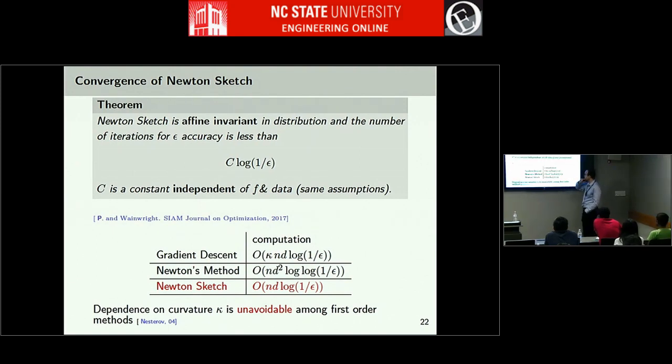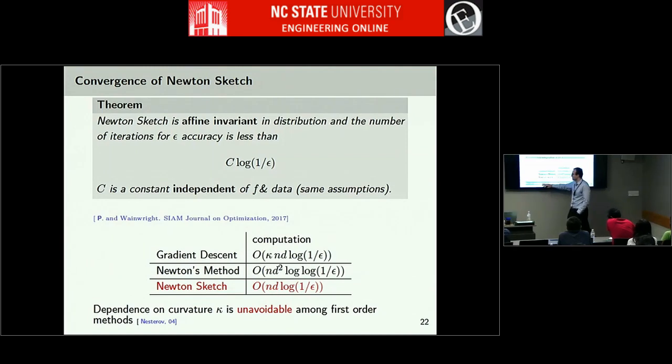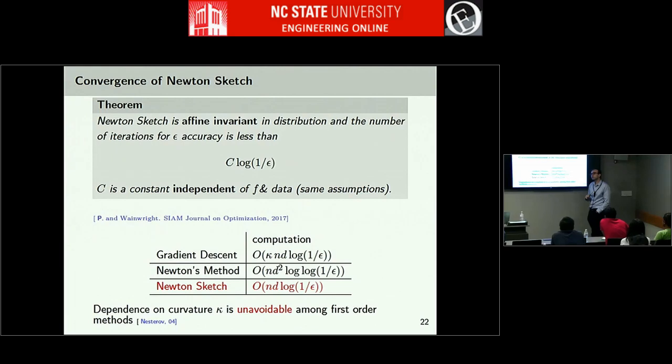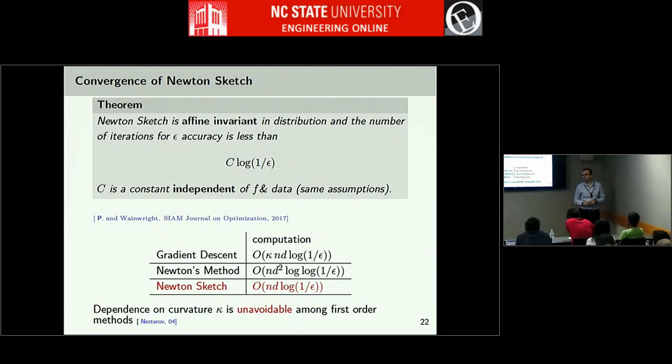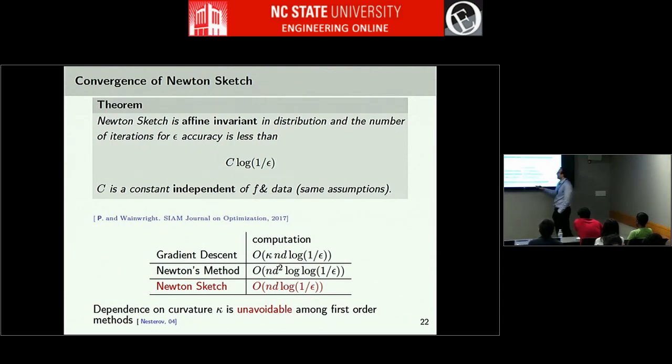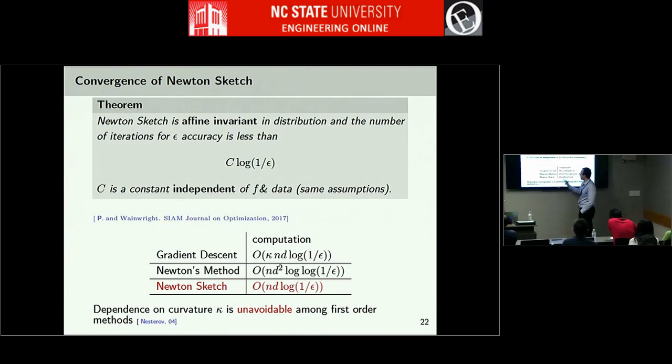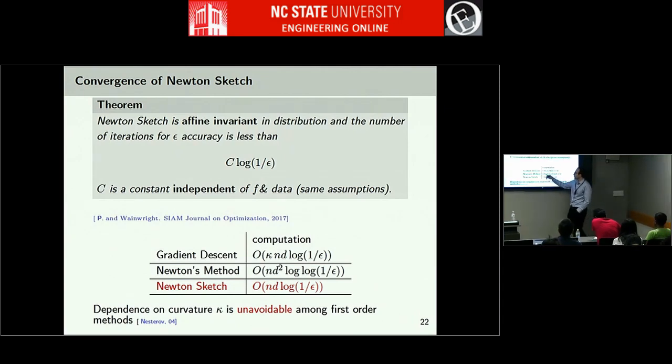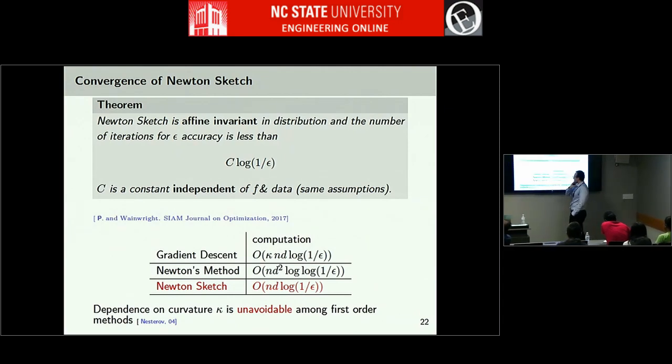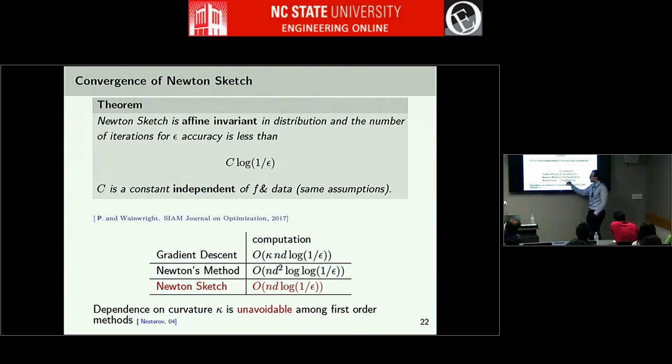And actually Nesterov showed that this is the same for any first order method. The dependence on kappa is unavoidable. Any algorithm that uses a combination of gradients and past gradients has to do a number of steps which scales with the condition number. But if you do Newton's method, seeing the curvature just breaks this barrier, you will get no kappa but nd squared. But if you do Newton's sketch, you will get order nd, no kappa dependence, no curvature dependence, times log 1 over epsilon.